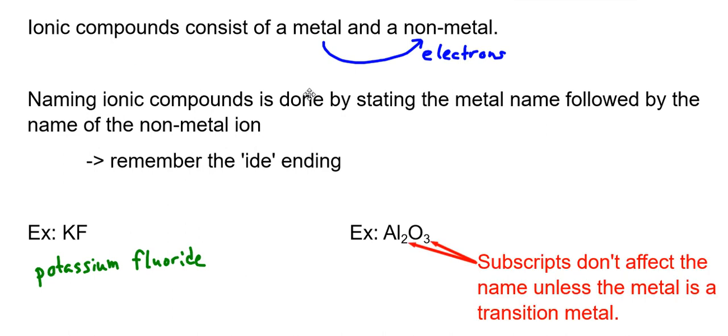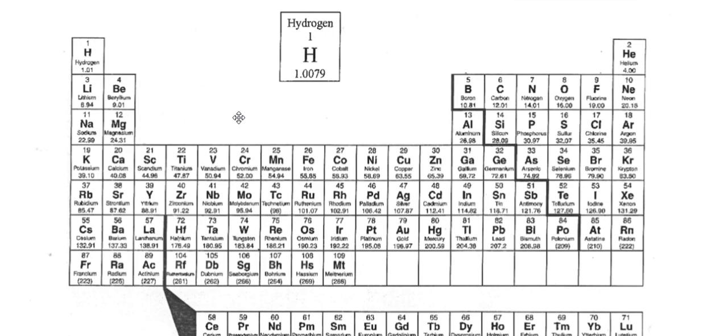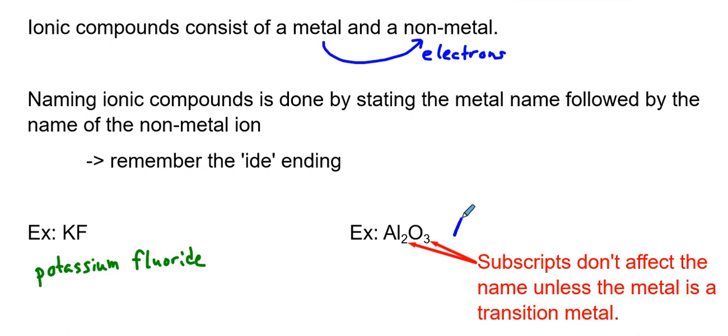Right? So these subscripts will not affect, and we know that aluminum is not a transition metal because if we look back at the periodic table, we know that the transition metals are the metals in this region of the periodic table, in this sunken region here. And we know that aluminum is not in that section. So aluminum will always form the +3 ion because aluminum wants to lose its 3 valence electrons. So when we go to name this, this will simply be aluminum, and then it's not oxygen, it's oxide. Again, with the naming being with that IDE ending.